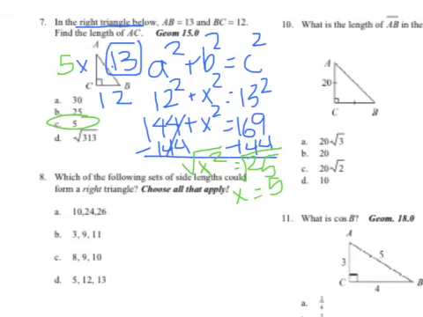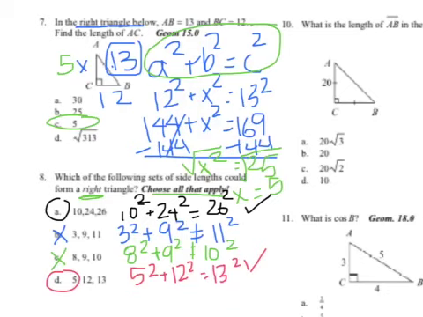In number 8, it's very similar. They ask which of the following sets could form a right triangle, and to choose all that apply. So in order to be a right triangle, it has to work with the Pythagorean theorem, meaning when I plug in the two legs and square them, I should get the hypotenuse squared. So I'm going to show you what that looks like and circle the final answers.